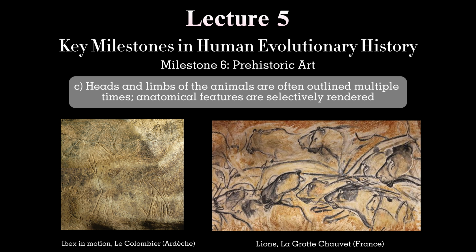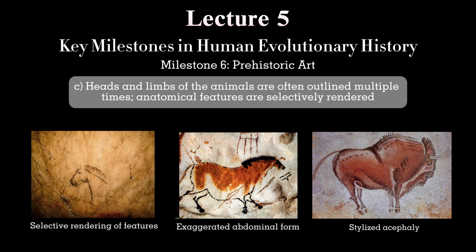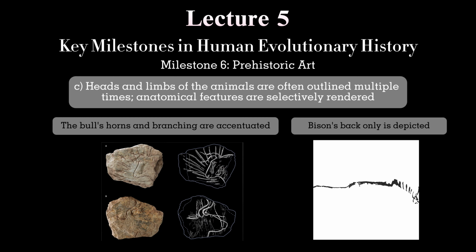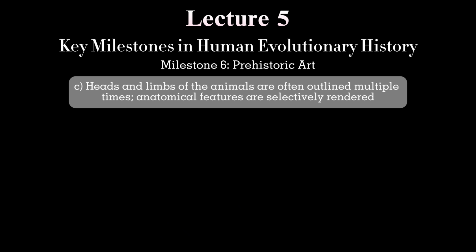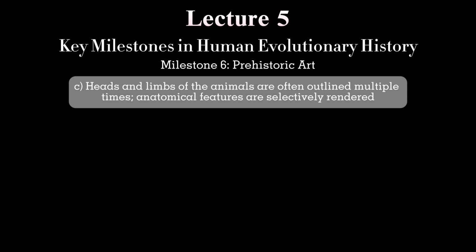C. It is not uncommon to find heads and limbs of the animals outlined multiple times, as if the artist had not yet decided where or how to depict a particular body part. Anatomical features are often selectively rendered, some are exaggerated, others entirely neglected. Subtle or barely visible details, even those we might consider insignificant, are highlighted, while particular postures are depicted with remarkable precision, and others are completely omitted.